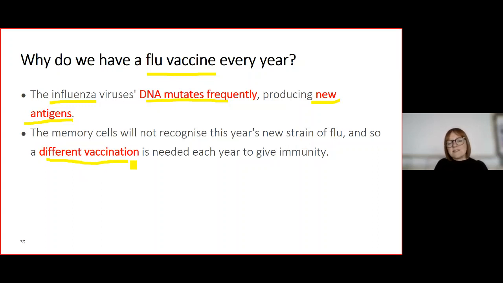Okay, so that's a question that sometimes comes at the end of a bigger question. Why do some vaccines need to be given every single year? And you would say because DNA mutates, so therefore it would have different antigens. Okay, the memory cells would not be able to respond.